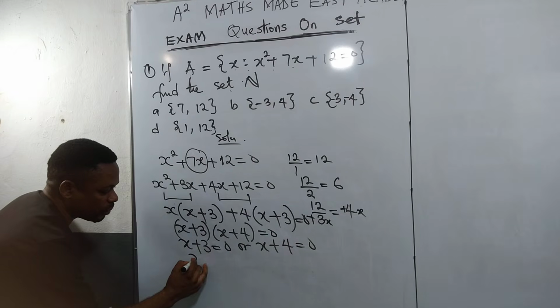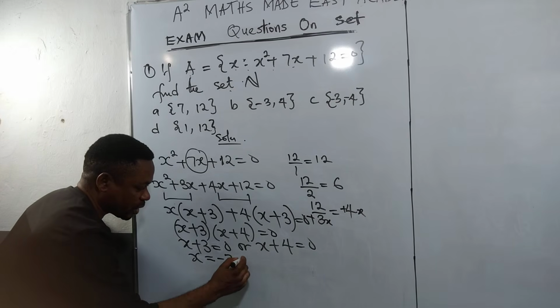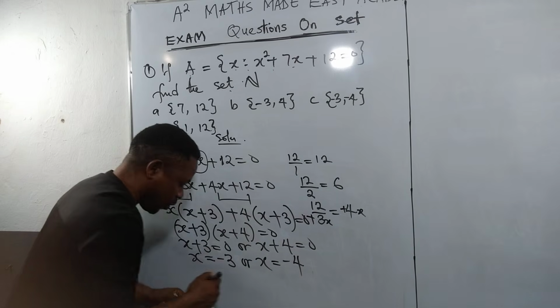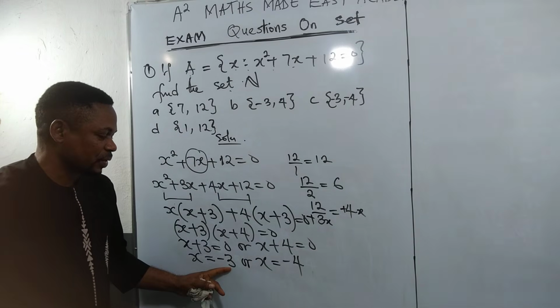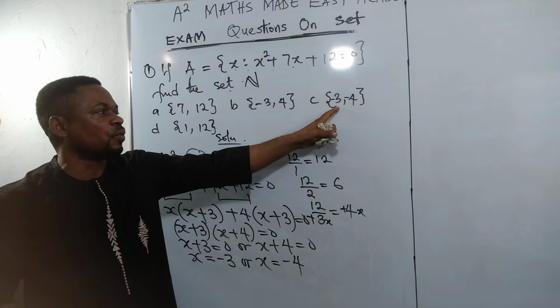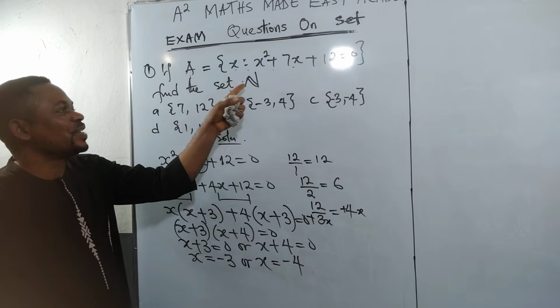So in summary, the value of x now, take plus 3 to the right, it will give you minus 3. Or x again, take plus 4 to the right, it will give you minus 4. Now the answers are minus 3 and minus 4. Now be very careful. It could have been option C, if there is no condition. But look at the condition. Find the set of natural numbers.